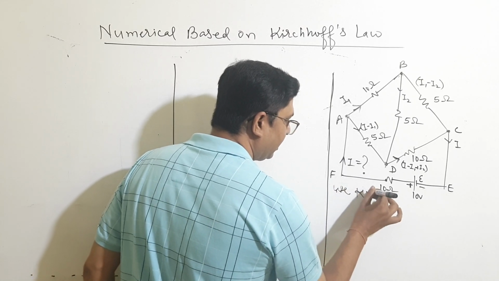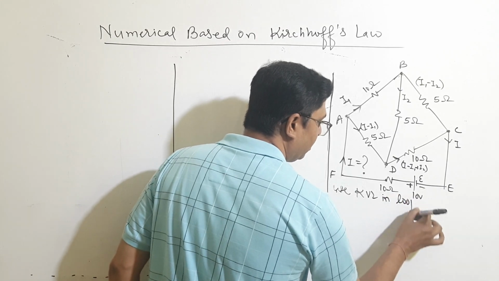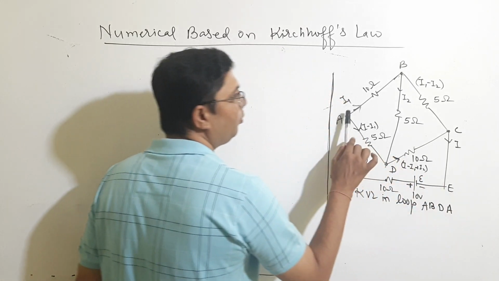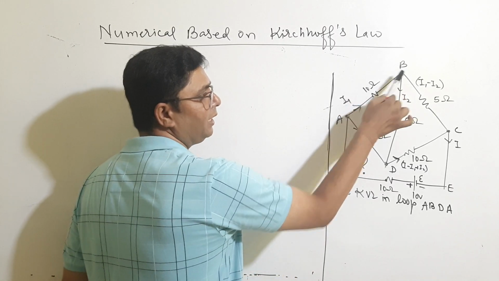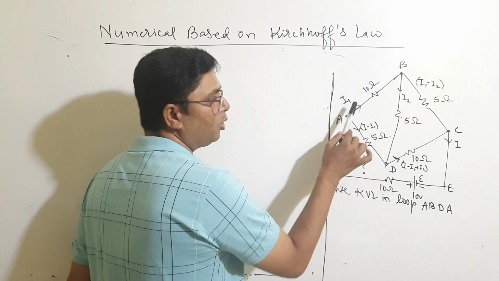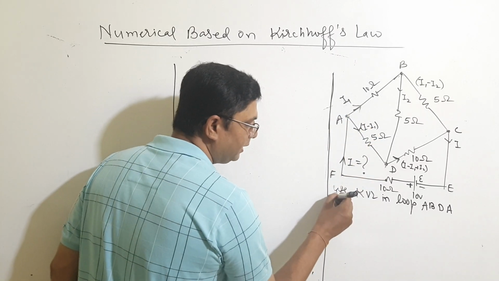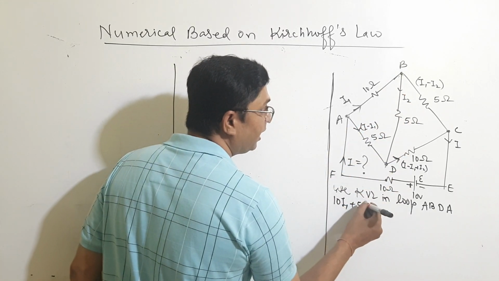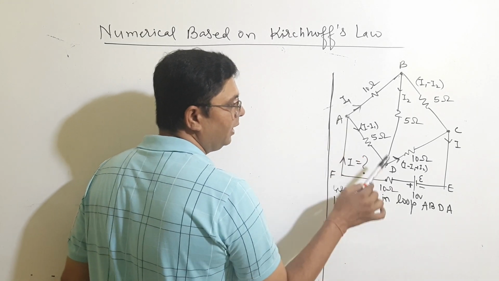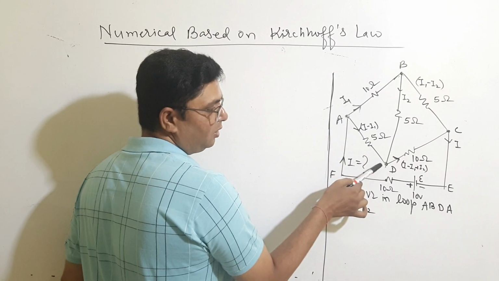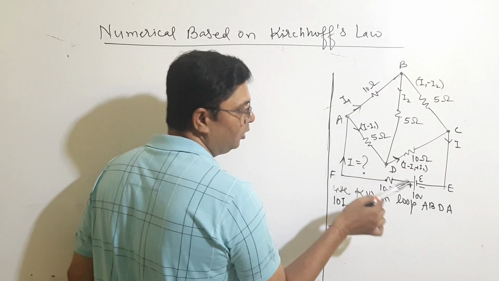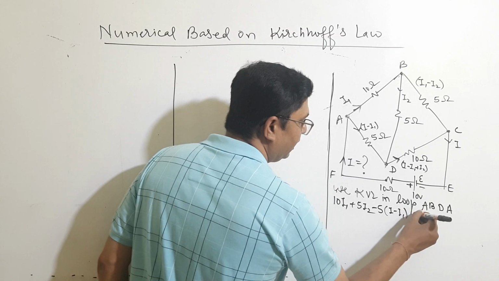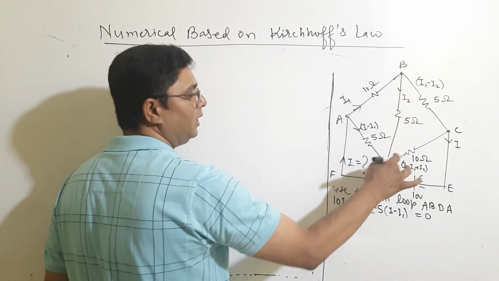Use KVL in loop A, B, D, A. Now in loop A, B, D, A, you move from A to B, and current is also going from A to B, so the product of resistance and current is positive. So this means 10 I1. When we move from B to D, it is plus 5 I2. When you move from D to A, the direction of traversal is D to A, but the direction of current is from A to D, so it is minus here, minus 5 under bracket I minus I1. It is equal to 0 because in this loop there is no EMF.